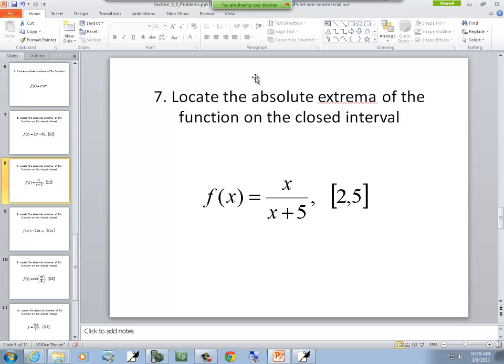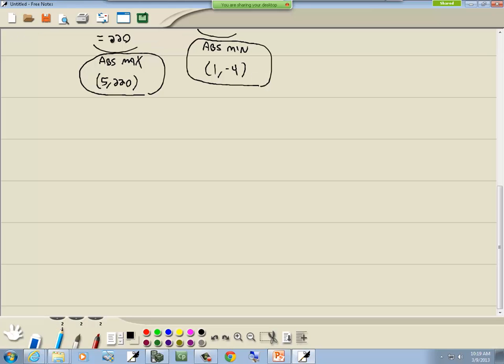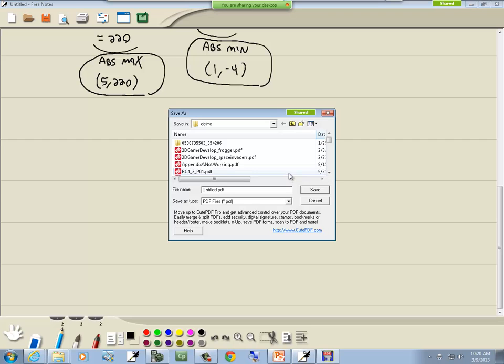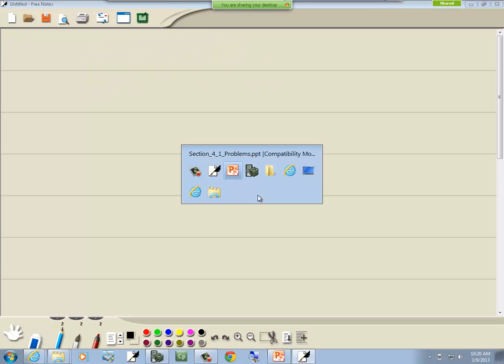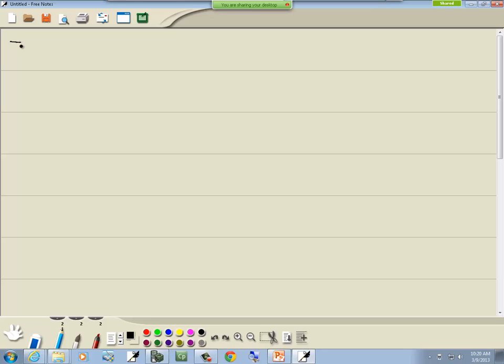Let's take a look at another problem. I'm going to start a new page, just to make sure I have room for this. So let me save this. Okay. Got f of x is equal to x over x plus 5, on the interval 2 to 5.